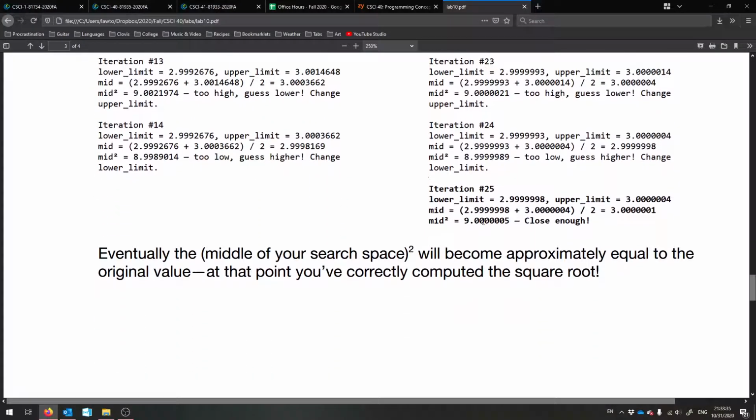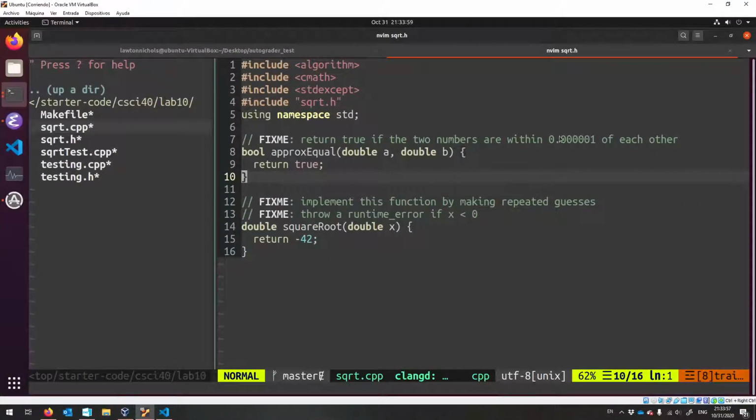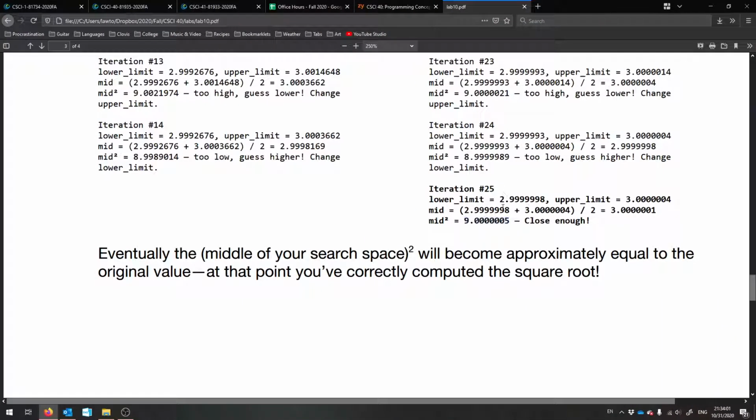On and on and on until iteration number 25, it seems, for this one. It might converge faster for some inputs than others. Finally, we've got a lower limit that's really close to 3 and an upper limit that's really, really close to 3. We get the midpoint of that, and it's really close to 3. We square it, and according to our definition of approximately equal, within that tiny amount, it's good enough. So we return mid as the answer.